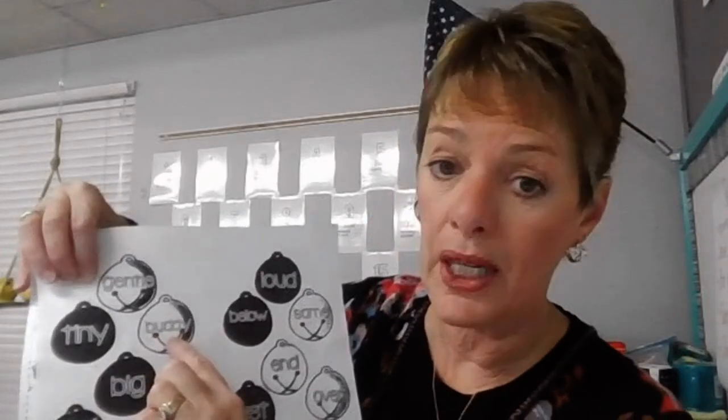right up here at the top, and this says gentle. I know you're already going g. No, it's gentle, okay? Then we have tiny, and then we have buddy, and then we have big, and then we have glad, and then this one is C. You know that one. Then we come up here, and this one at the top is loud, below, same. The one in the middle there is end, wet, and over. Okay, so our word is small. Which bell means the same as small?